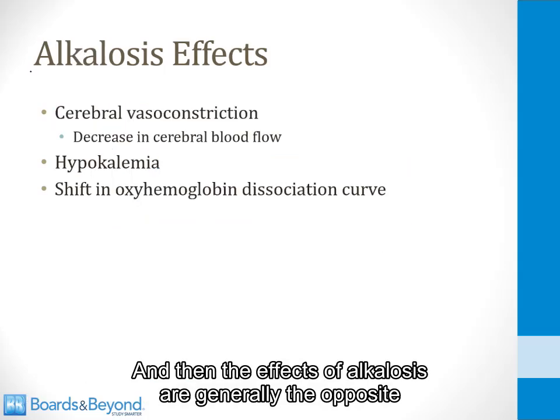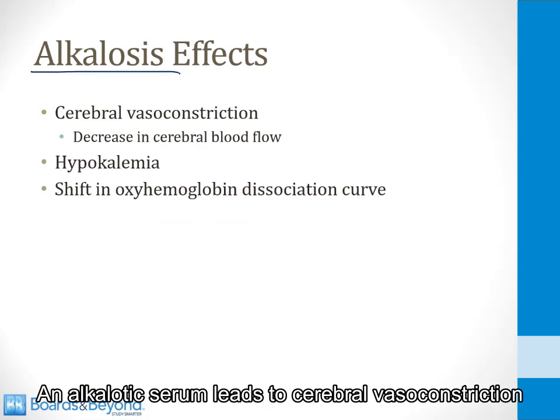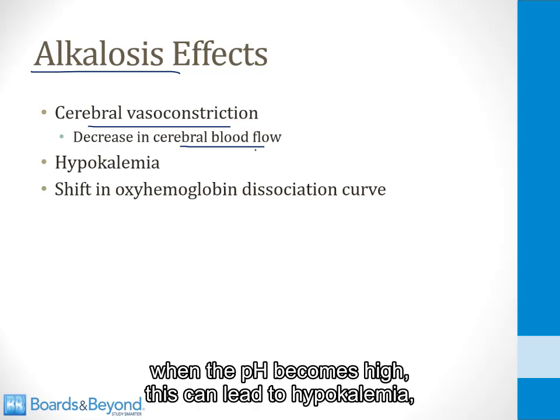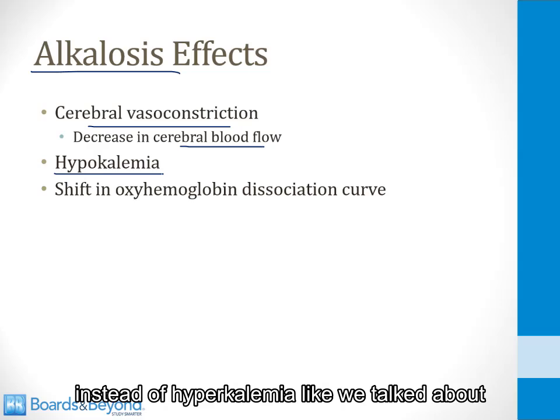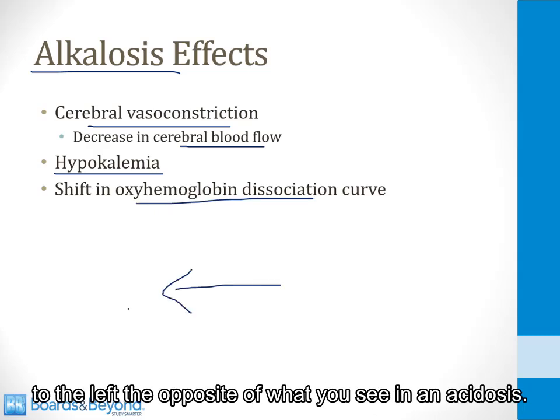And then the effects of alkalosis are generally the opposite of those for acidosis. An alkalotic serum leads to cerebral vasoconstriction and a drop in cerebral blood flow. When the pH becomes high, this can lead to hypokalemia instead of hyperkalemia like we talked about for an acidosis. And alkalosis shifts the oxyhemoglobin dissociation curve to the left, the opposite of what you see in an acidosis.